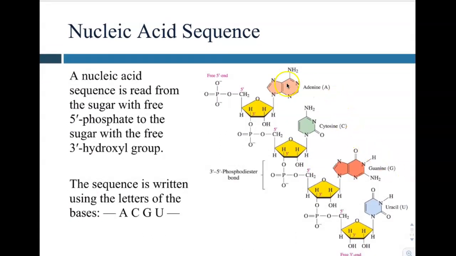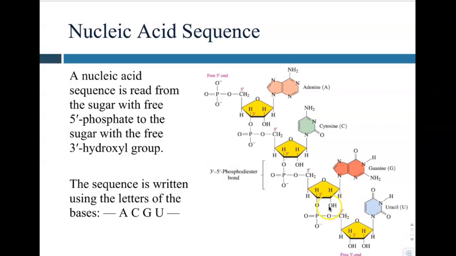Again, so your nucleic acid sequence, you're only going to focus on the bases. We start with the free 5' end, and you'll say, starting at 5', adenine, cytosine, guanine, uracil, so A, C, G, U. Quick check, is this a DNA or RNA? This would be an RNA because we have uracil here.